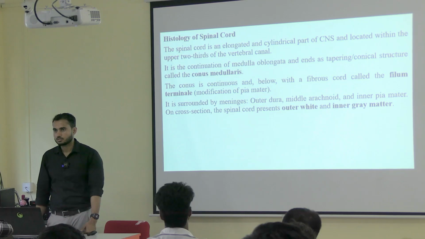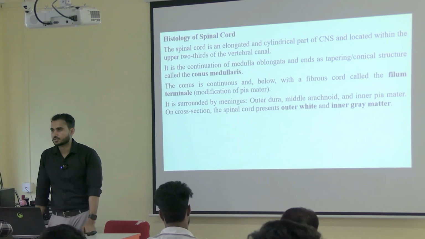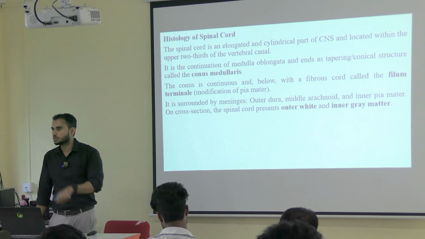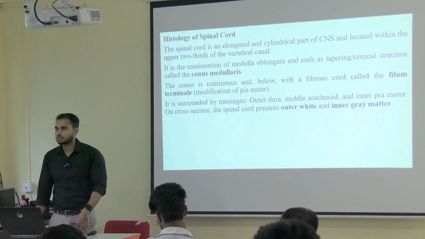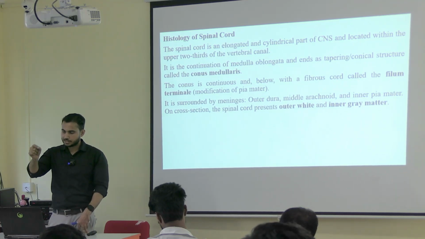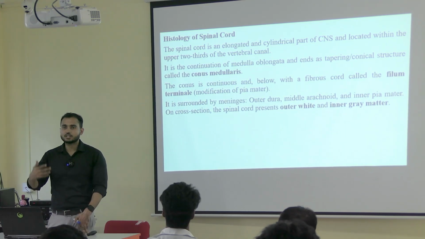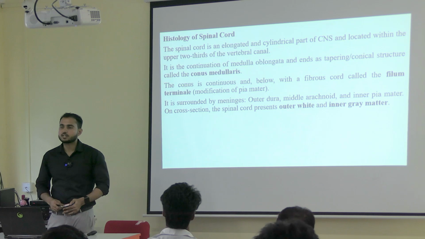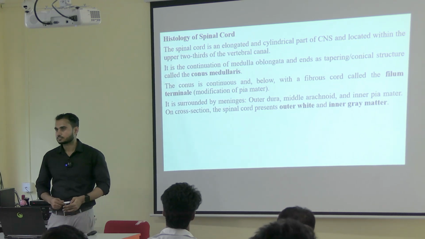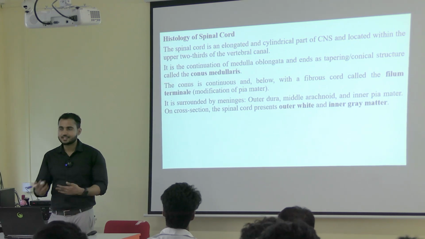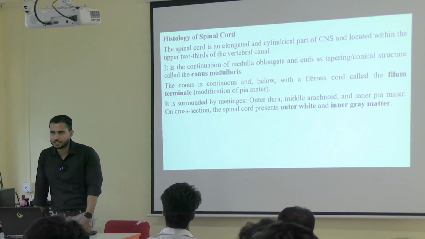Next, where the spinal cord terminates, that particular part is cone shaped. That's why it is called conus medullaris. From that particular part, a thread-like structure extends downwards. That is nothing but a process of pia mater, and it is called filum terminale. These are some external features of the spinal cord which we will study.